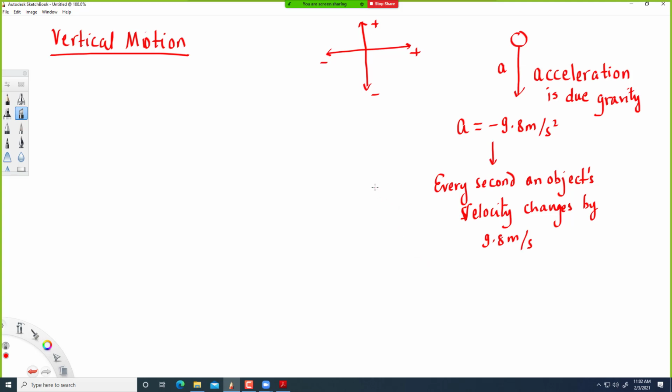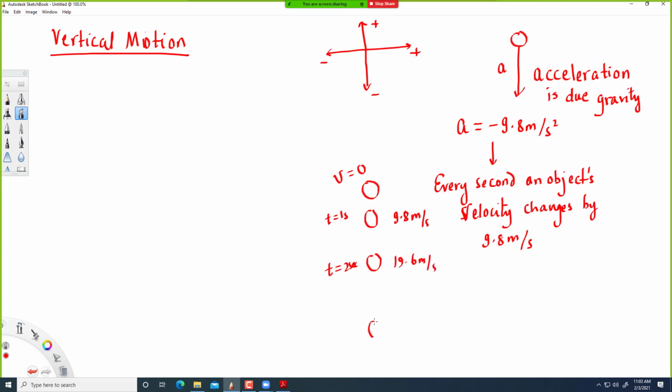So if I want to show that in a picture, starting with the object at rest, its velocity is 0. In the next second, 1 second later, its velocity will be 9.8 meters per second. I will not write the negative; we'll just have negative sign for all the values. And in the next second, it'll have 9.8 plus 9.8, so 19.6 meters per second.